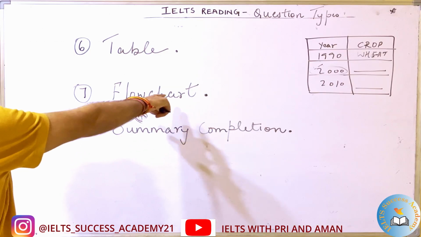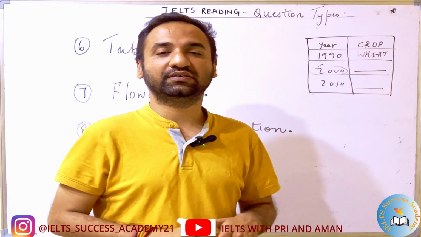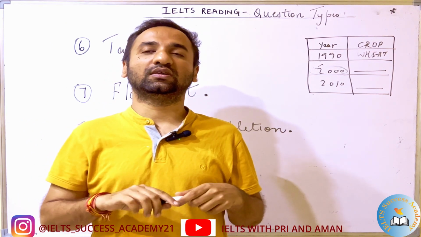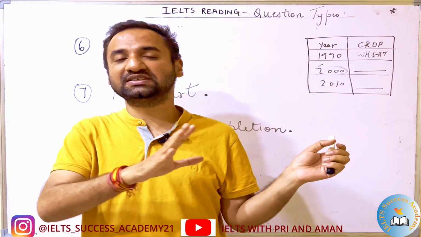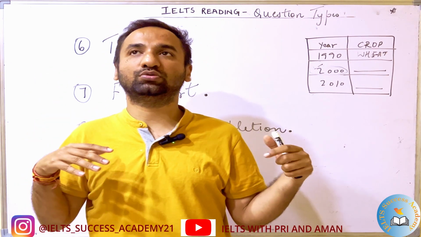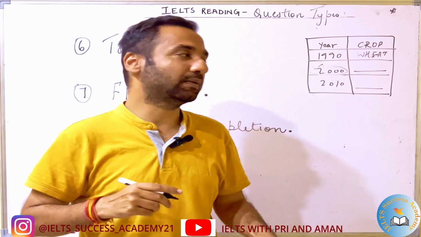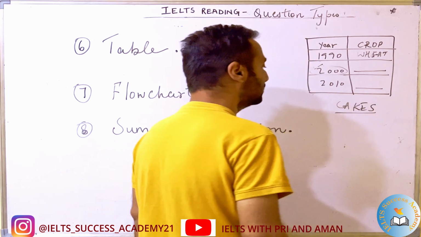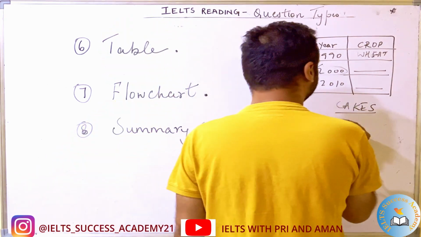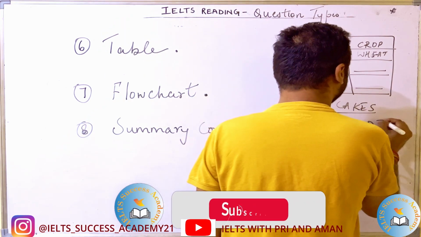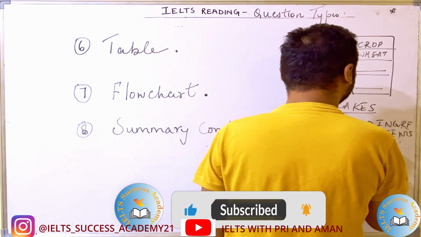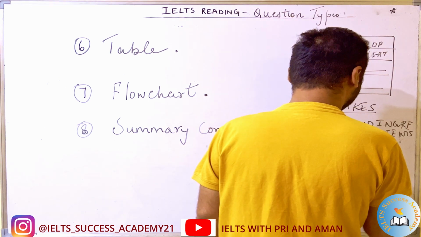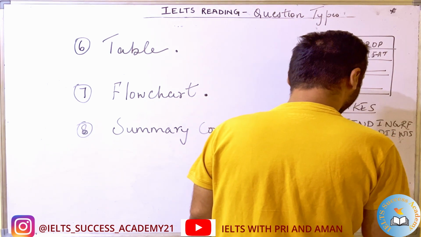Okay. The next type is flow chart. In flow chart, the information flows in a sequence. So let's say it is kind of like steps. How do you do certain activities? For example, let's say preparation for cakes. So how do you make a cake? You first find ingredients, then the arrow comes in, you mix them in the right proportion and then you bake it.